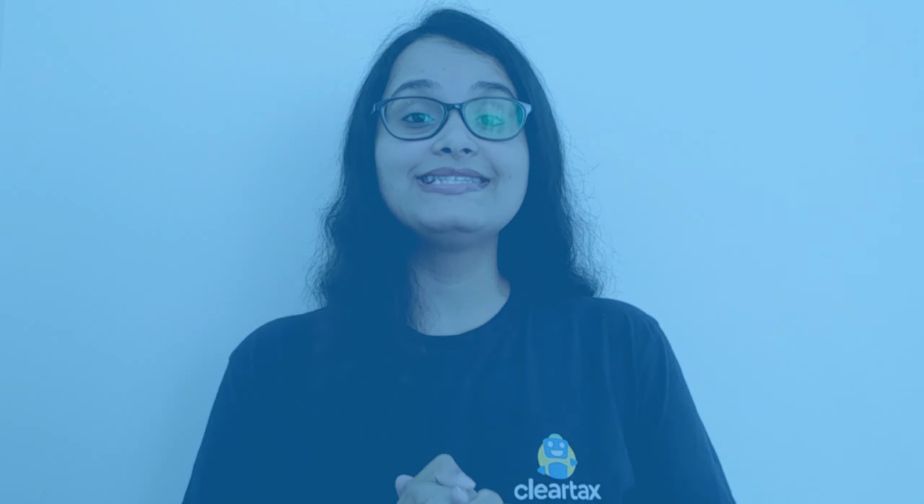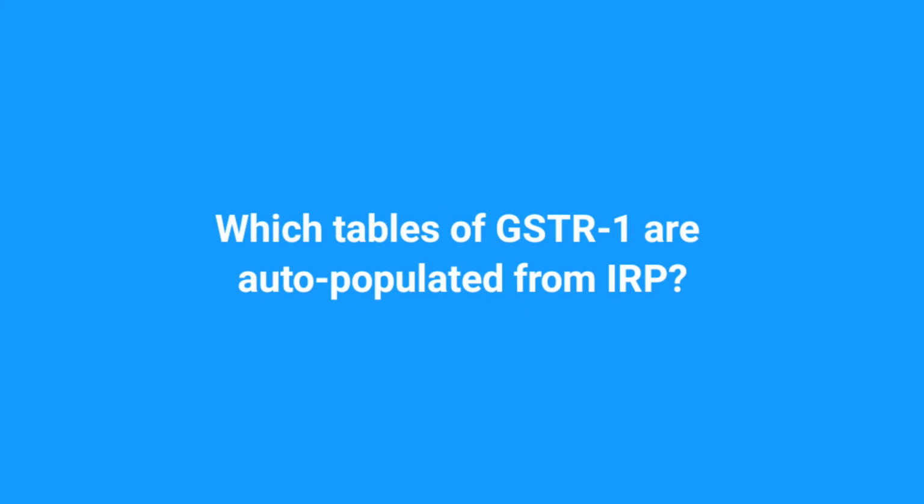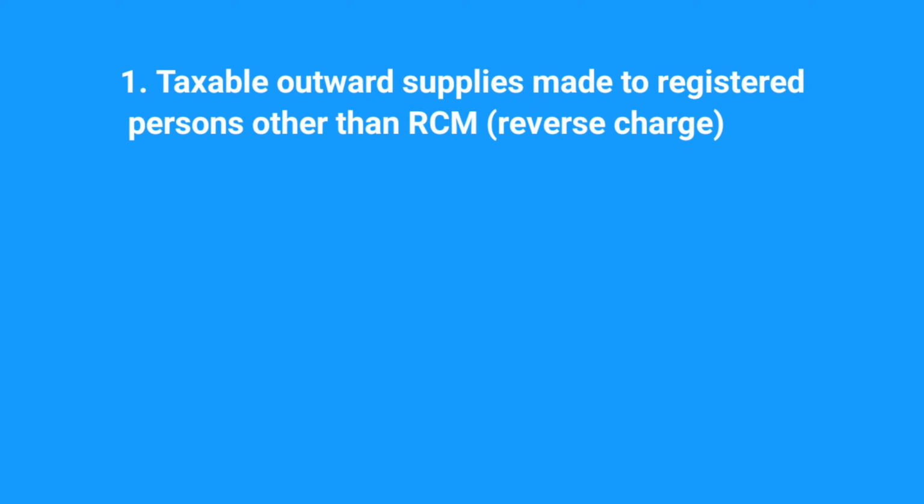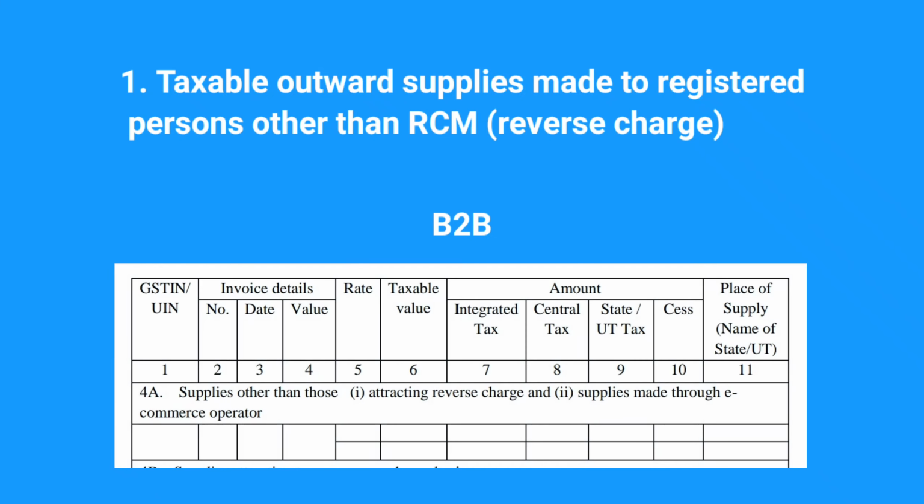Now, let's check out the tables of GSTR1 where e-invoice details get auto-populated. First one, taxable outward supplies made to registered persons other than RCM. These invoices are in the nature of B2B and the details get auto-populated in table 4A of GSTR1, that is supplies other than those attracting reverse charge and supplies made through e-commerce operators.